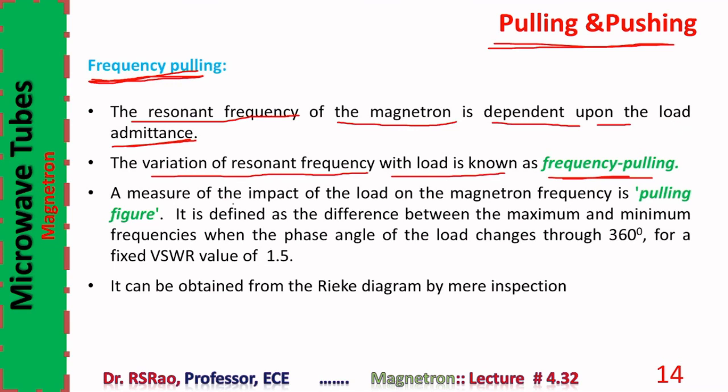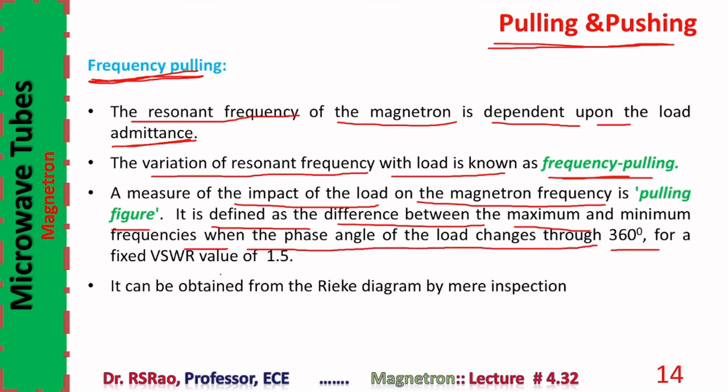A measure of the impact of load on magnetron frequency is the pulling figure. It is defined as the difference between maximum and minimum frequencies when the phase angle of load changes through 360 degrees for a fixed VSWR value of 1.5. It can be obtained from the Rieke diagram by mere inspection.